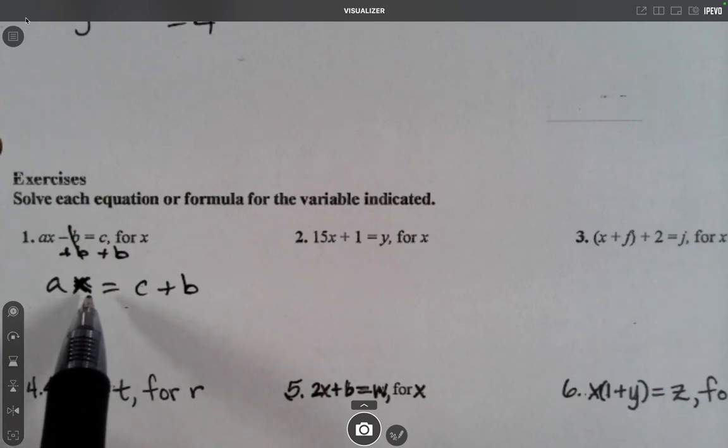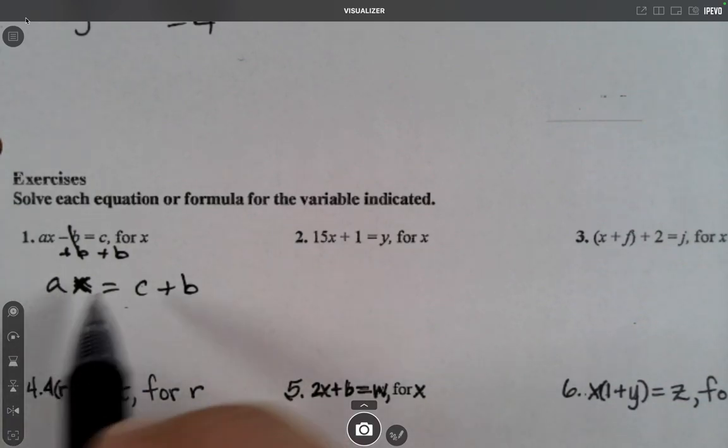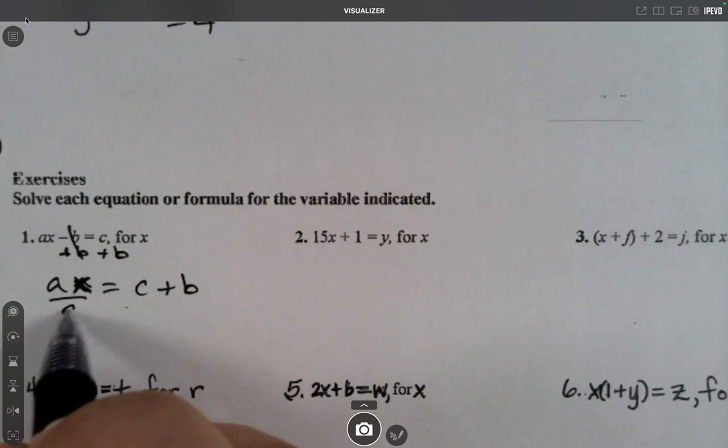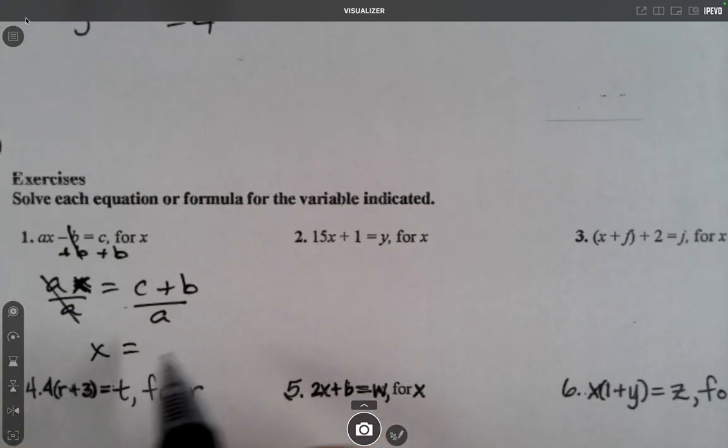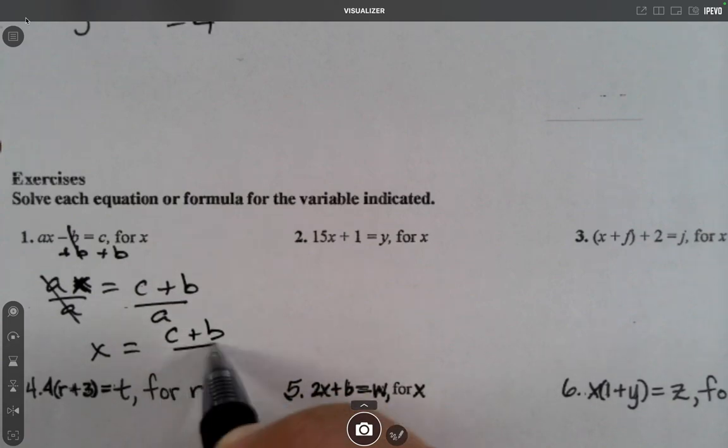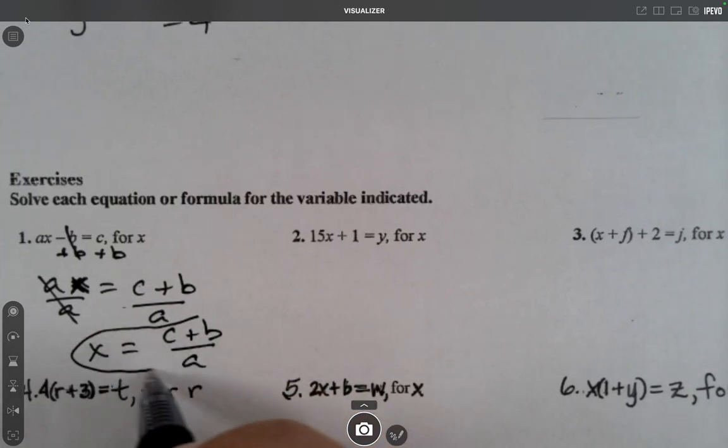Now I want x by itself. It's being multiplied by a. So I have to do the opposite and divide by a. So our final answer is c plus b over a.